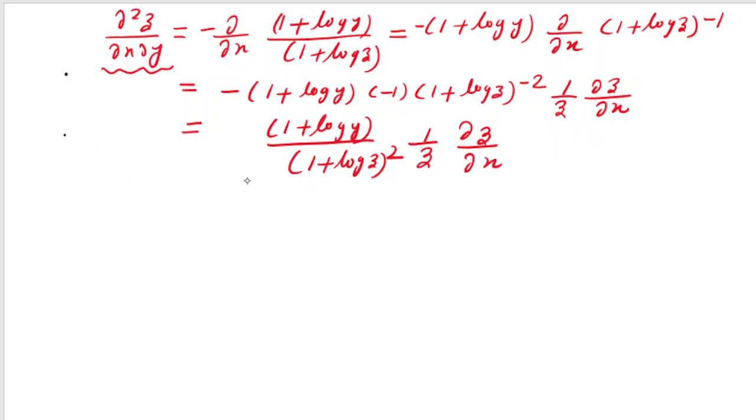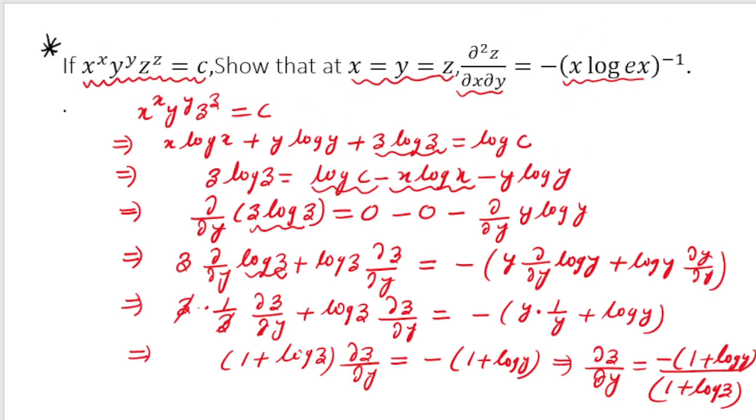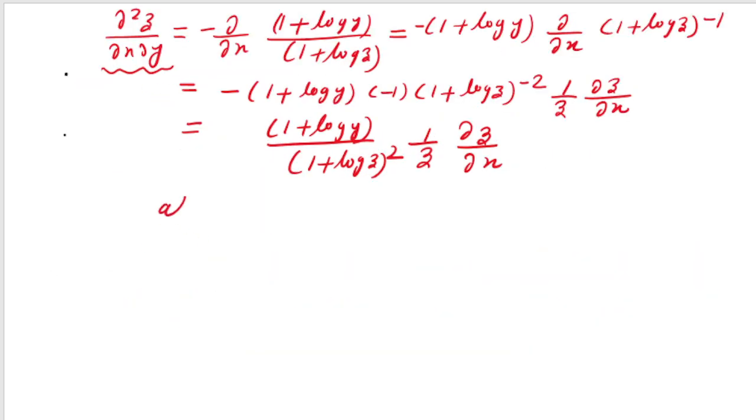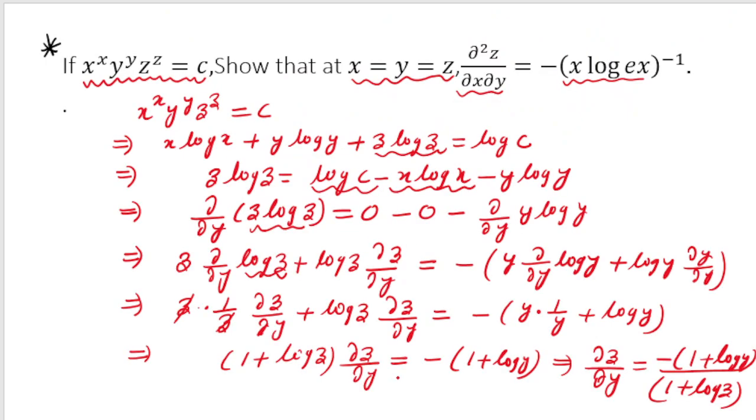But we have to evaluate at x is equal to y is equal to z. So at x is equal to y is equal to z, if I take del 2z by del x del y, I will get what? And one more thing I want you to note, that del z by del y is minus 1 plus log y by 1 plus log z.